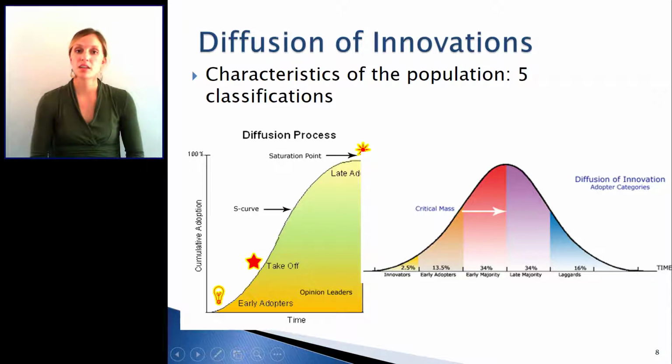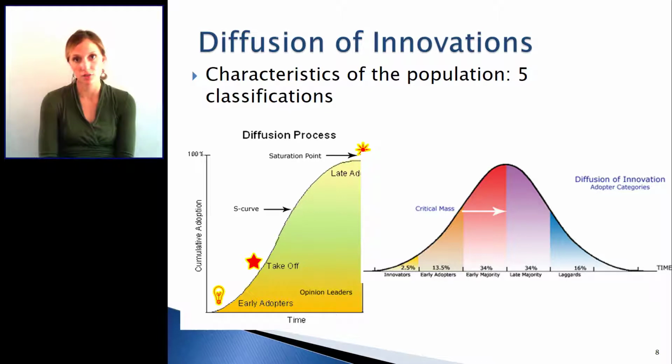Now, one thing that's really interesting about diffusion is that the population can be divided into 5 different categories, and we call these adopter categories. So in any population, there are people who are called the innovators. This is a very small proportion of the population. These are the people that are always the first to try something new. They're the first people that are sleeping on the street waiting to get an iPhone. They're the first people to have a Fitbit. They're the innovators.